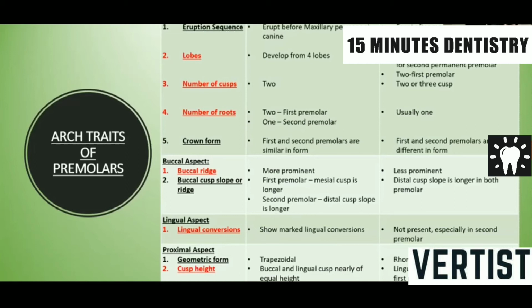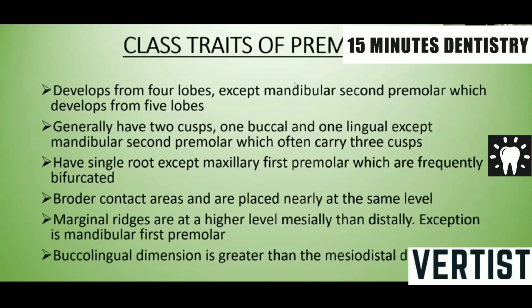The shape of the occlusal surface in the maxillary premolar is ovoid and hexagonal, and that of the mandibular is round and squarish. Now the class traits of the premolars. First, they develop from four lobes, except the mandibular second premolar, which develops from five lobes. Secondly, they have 2 cusps, 1 buccal and 1 lingual, except the mandibular second premolar, which often carries 3 cusps, 1 buccal and 2 lingual.